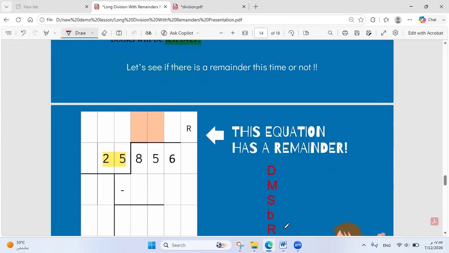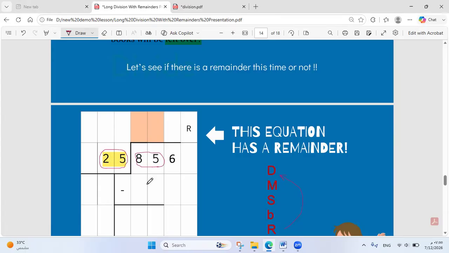Okay, let's start again from here. We have the divisor. First, you should decide how many digits the divisor has. Yes, it already has 2 digits. So very good, we need 2 digits from the left side of the dividend, which is 85.